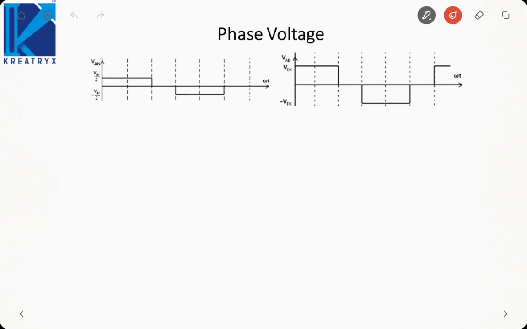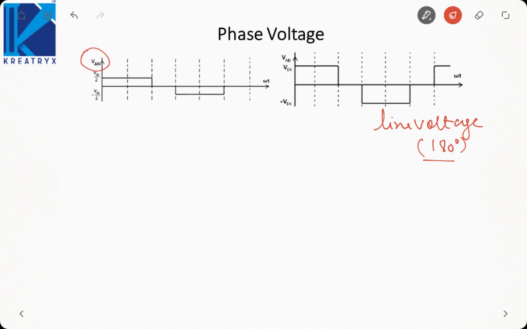Now let us find out the parameters of the phase voltage in the 120 degree conduction mode. Now if you see, this is the phase voltage for 120 degree conduction mode, and this is line voltage for 180 degree.